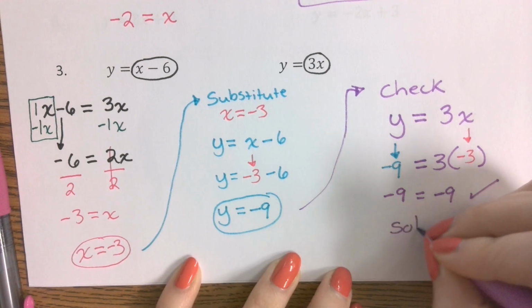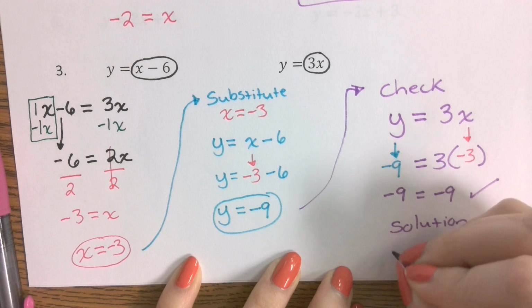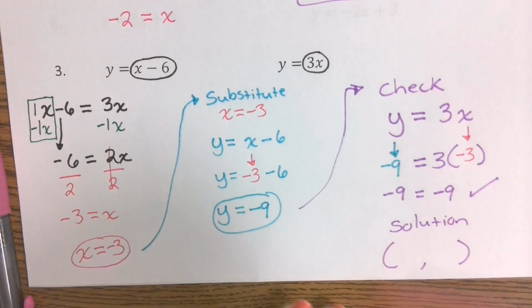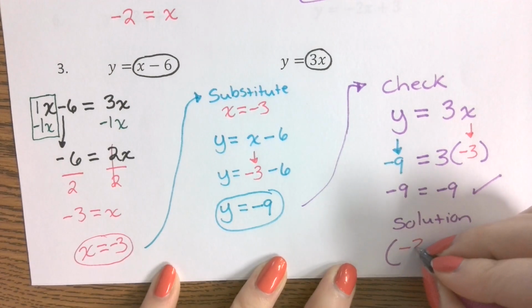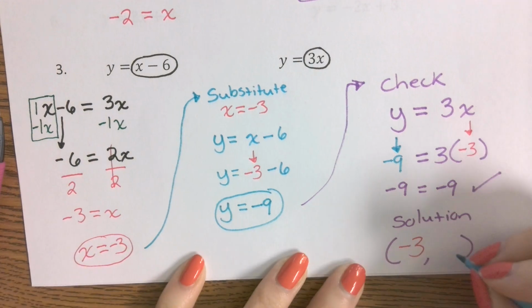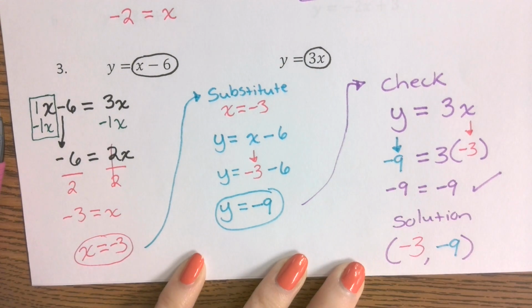So our solution in the correct order, our x value, comma, our y value. X value is negative 3. Y value is negative 9.